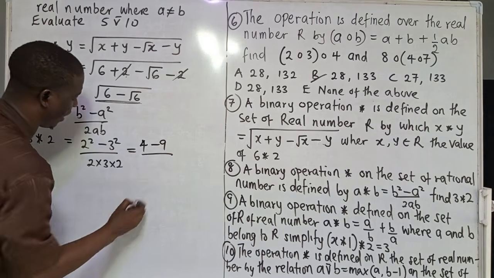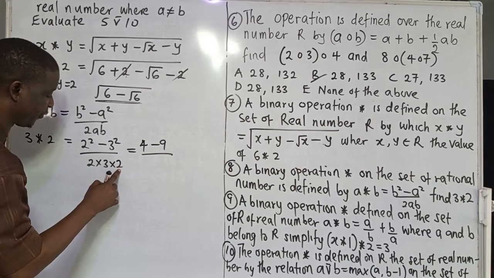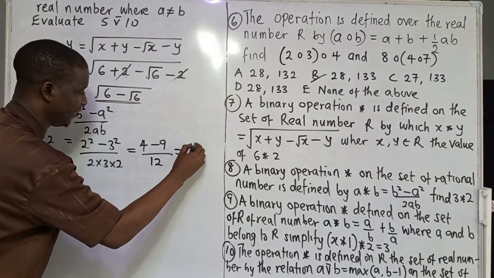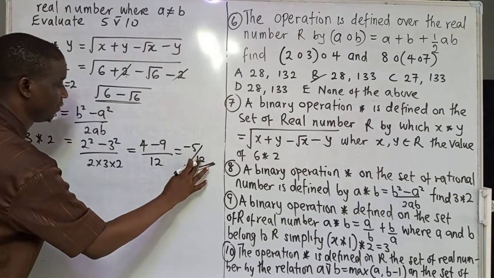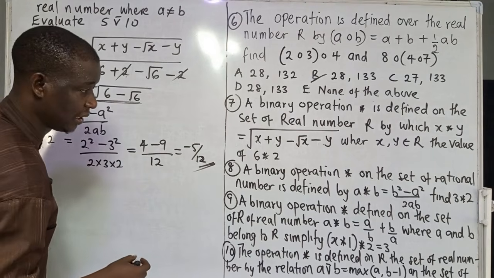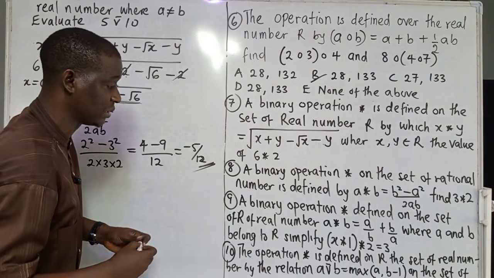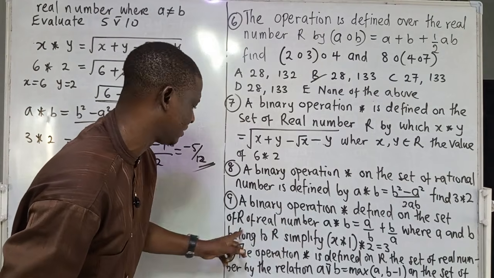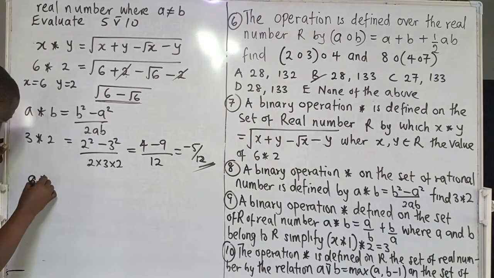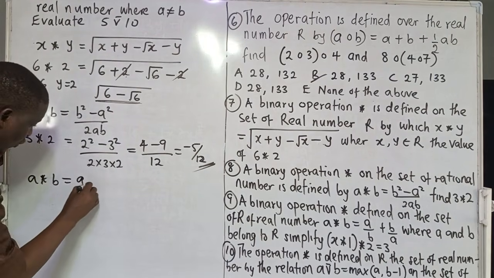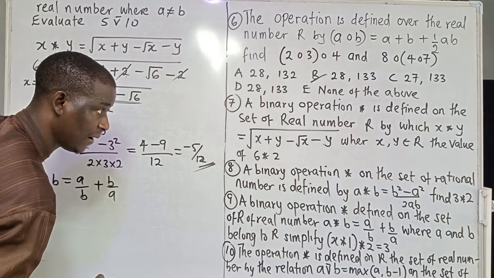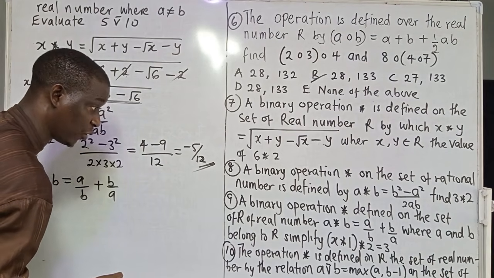4 minus 9 over what? 2 times 2 is 4. 4 times 3 is 12. So we're going to have minus 5 over 12. Minus 5 over 12. That is the answer to that one. The next one is saying what? The next question is that a binary operation defined on the set of real numbers A operation B equal to what? Now we have A operation B is equal to what? A over B plus B over A. Here A and B belong to R, that is, elements of R.